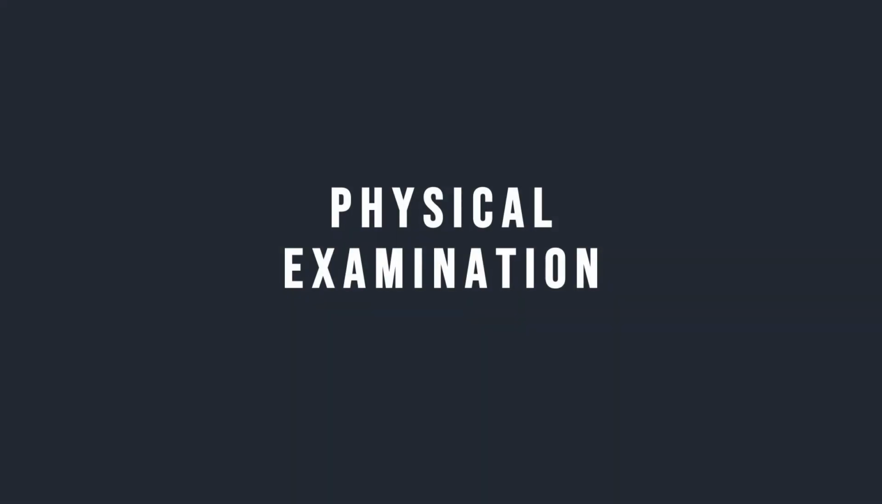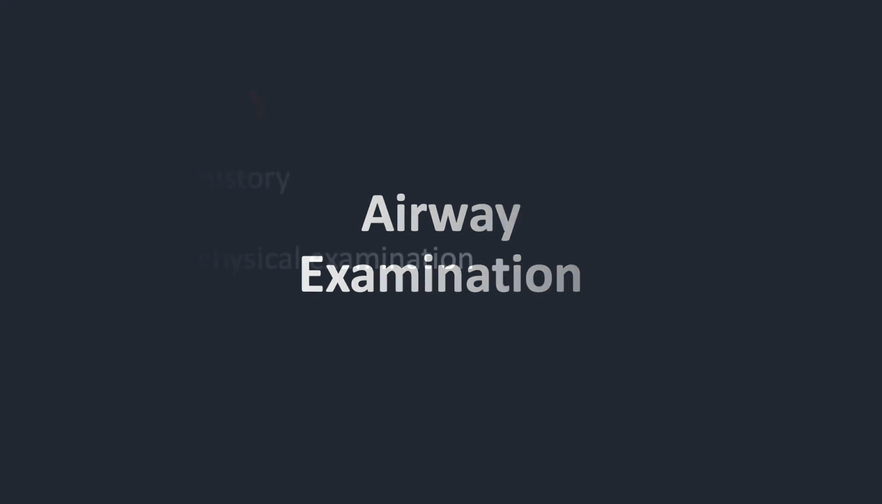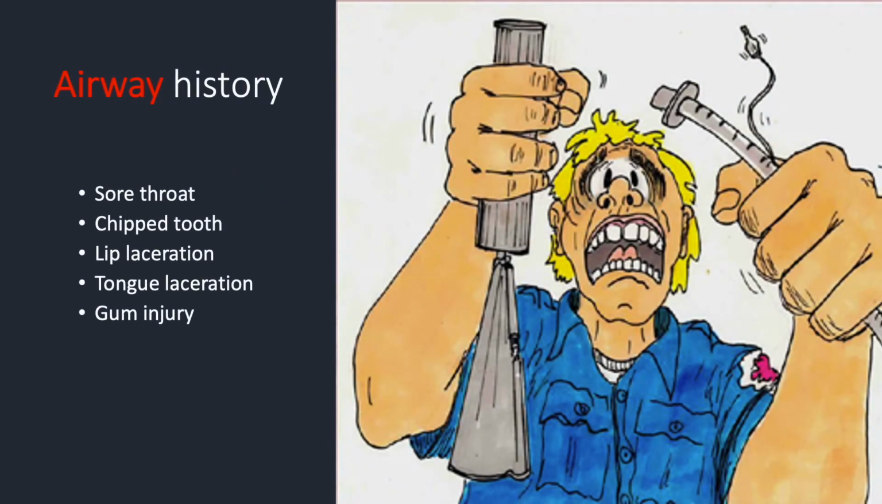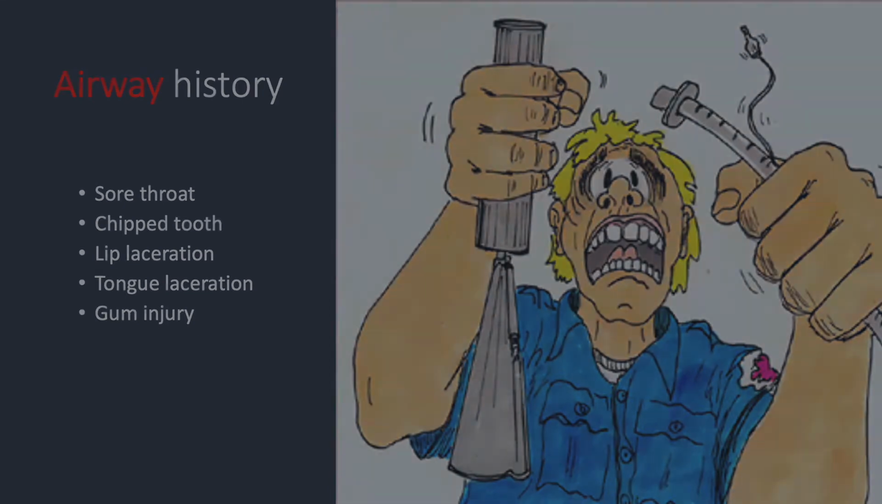We now go to physical examination. The airway examination is composed of two parts, the history and physical examination. So for the history, if the patient has had previous anesthetics and through your history, they mention a sore throat, chipped tooth, lip and tongue laceration, gum injury, then there is a high probability that these patients had difficulty in intubation and have a difficult airway. So you need to prepare for this.